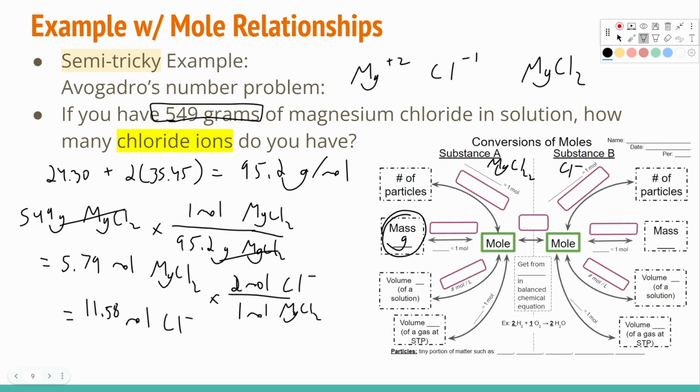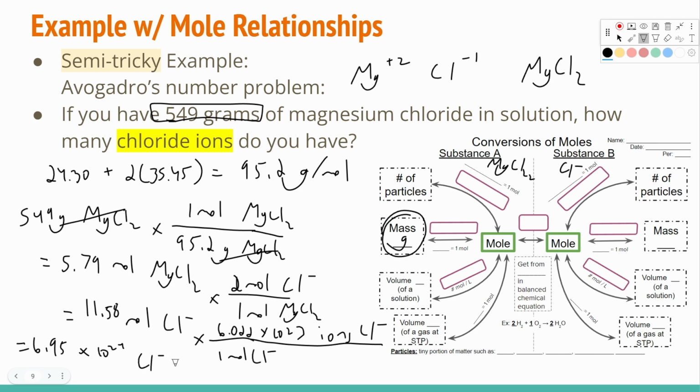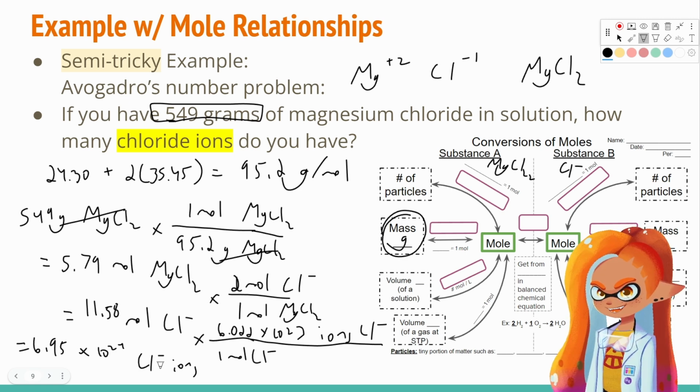So you actually don't need to memorize the number. You just want to make sure you know where it is. And so for every 1 mole of Cl minus, there is 6.022 times 10 to the 23 ions of chloride. And so when you do that math, you end up getting 6.95 times 10 to the 24 chloride ions. Cool. And so that is pretty much how you would calculate those ions.